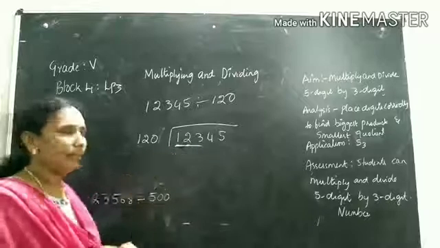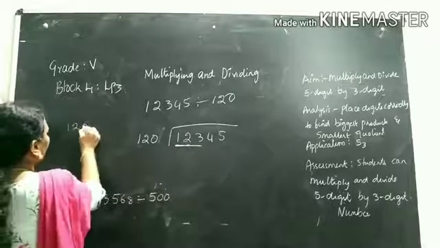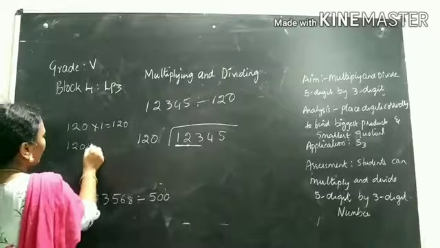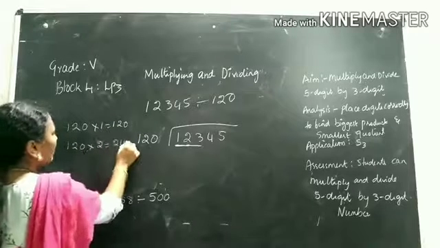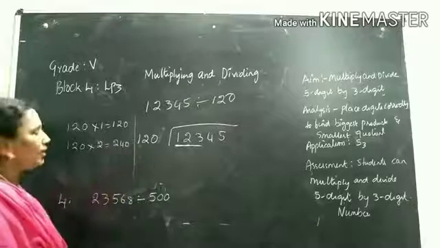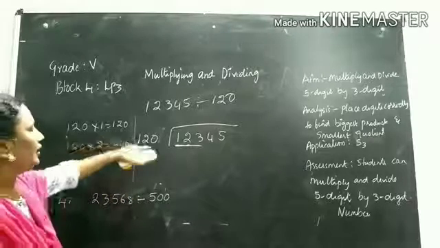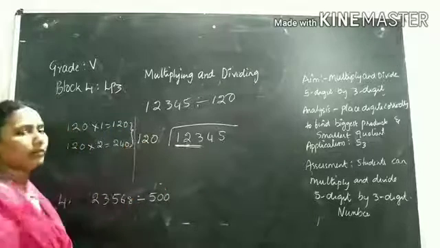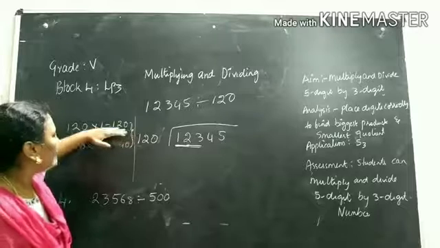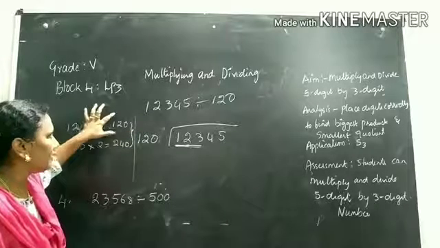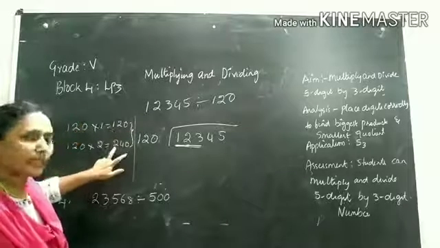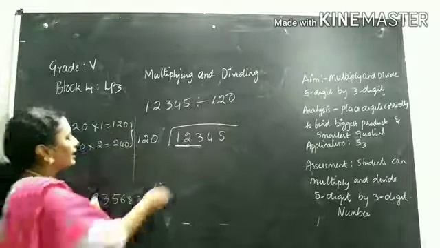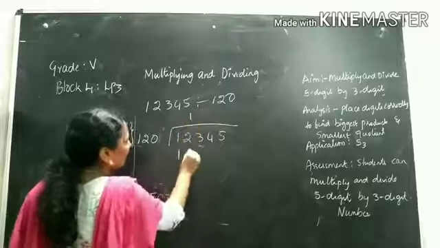I don't know the table of 120. So what I did, I wrote the table. 1 times 120 is 120, 2 times 120 is 240, 12 times 2 is 24, I added 0 at the last. Now, see 123, I have to compare where 123 is now. Is it near to 120 or 240? Yes, it's near to 120 because 240 is greater than 123. Now I can't subtract 240, so I took the lesser number. What is the lesser number? 1 times 120.